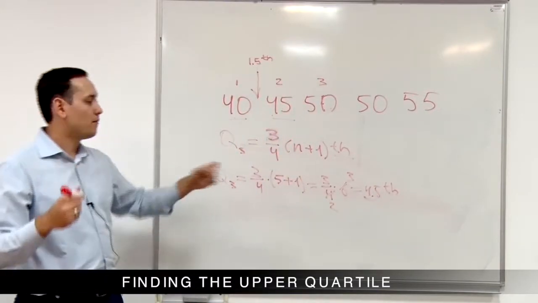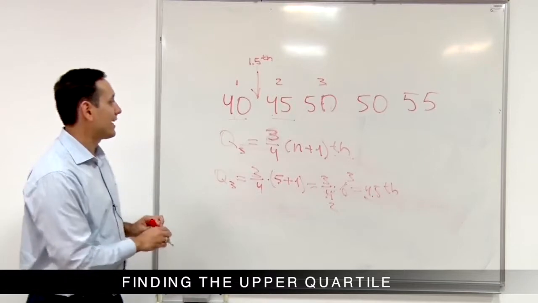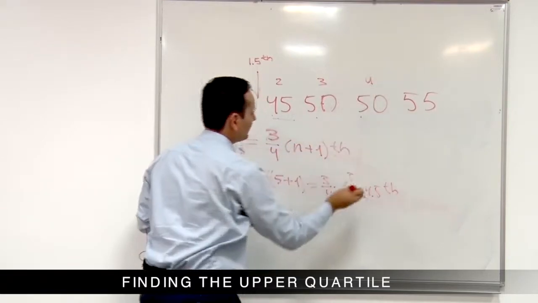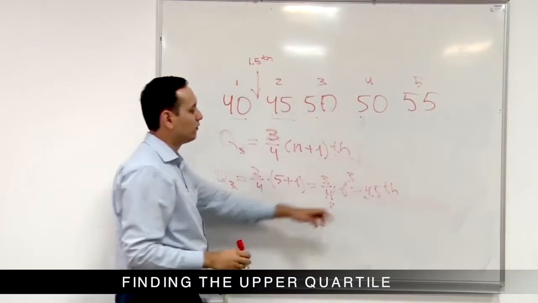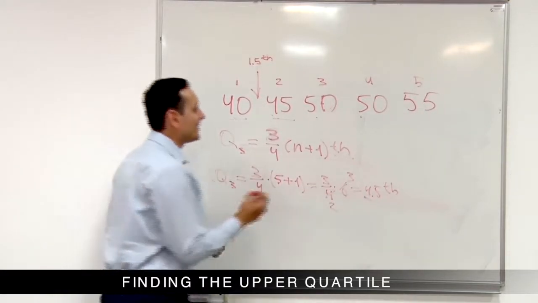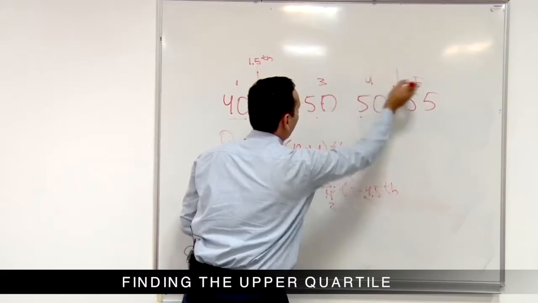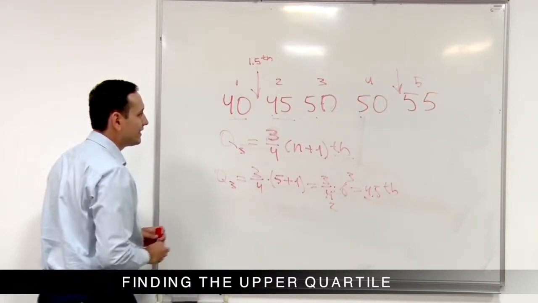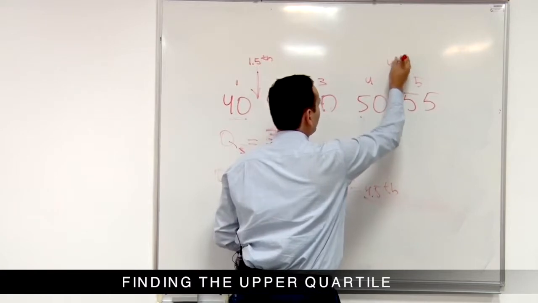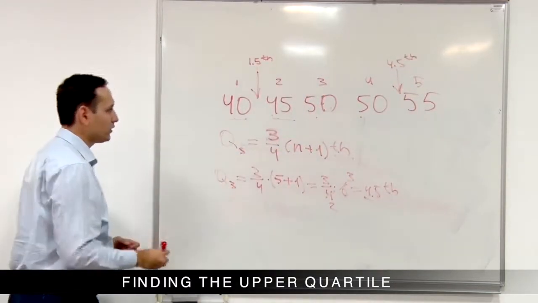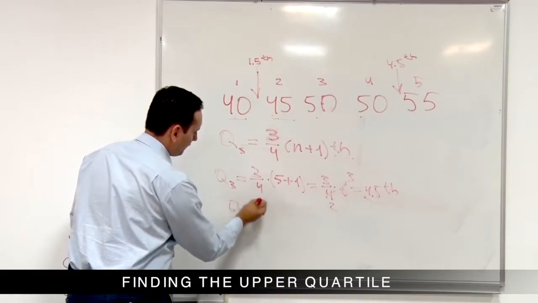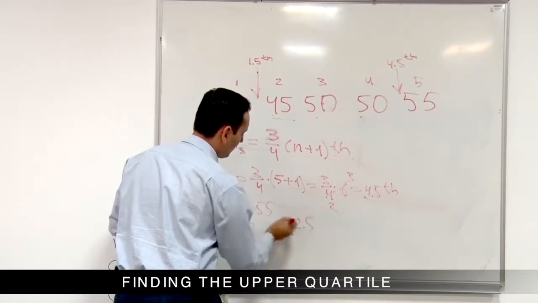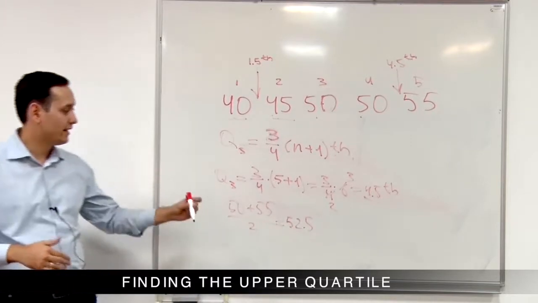So what is the 4.5th value in our data set? Let's count it from the actual data set. First, second, third, fourth, fifth. The 4.5th value in our data set is the value between the 4th and 5th, which is the average of these numbers. So the average of these two values, which is 50 and 55, is going to be 52.5. This is the upper quartile.